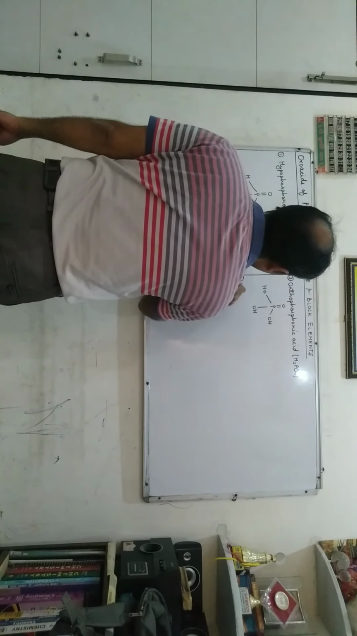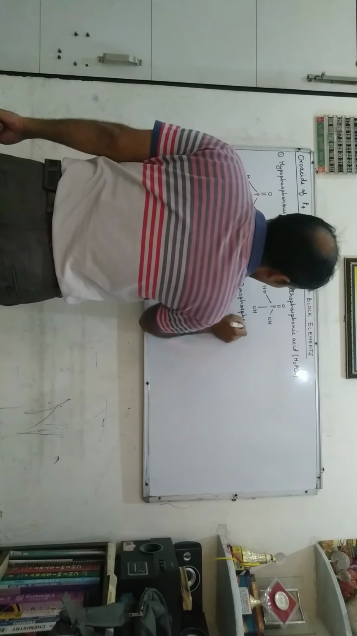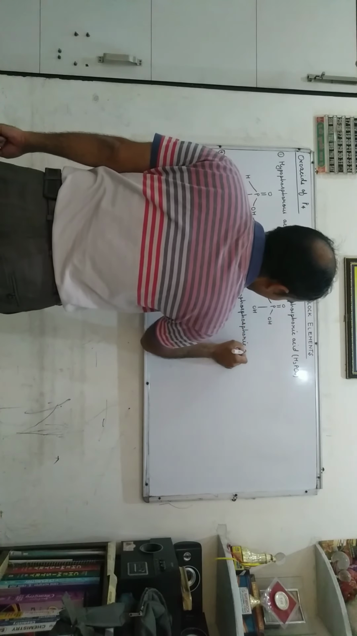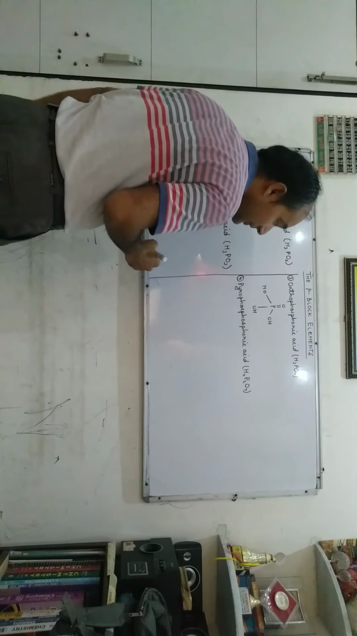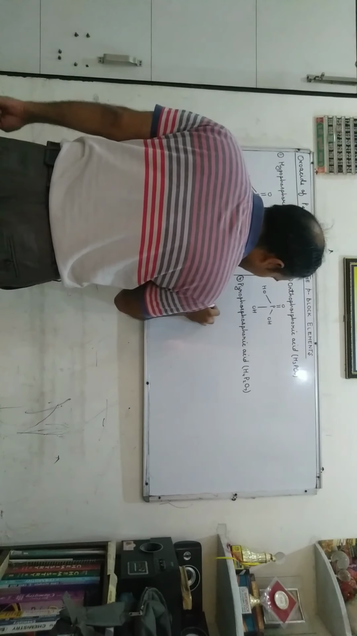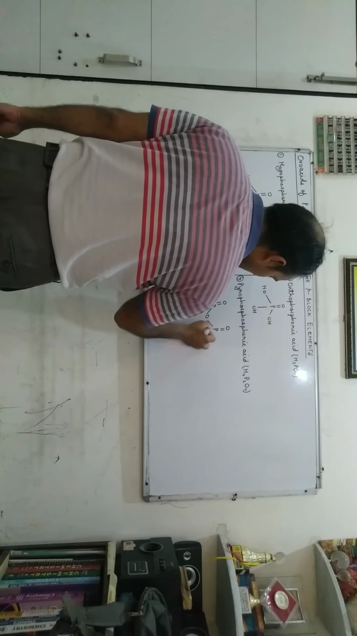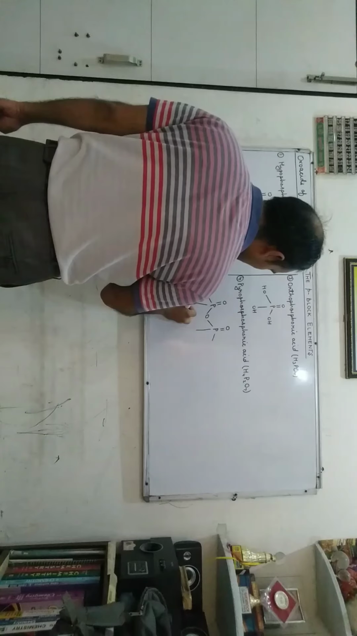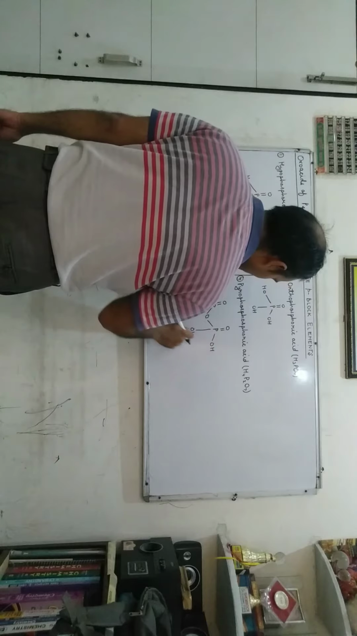Now the fourth one is pyrophosphoric acid. Pyrophosphoric acid has formula H4P2O7 and has a structure with P-O bonds in this manner. It's pyrophosphoric acid, formula H4P2O7.